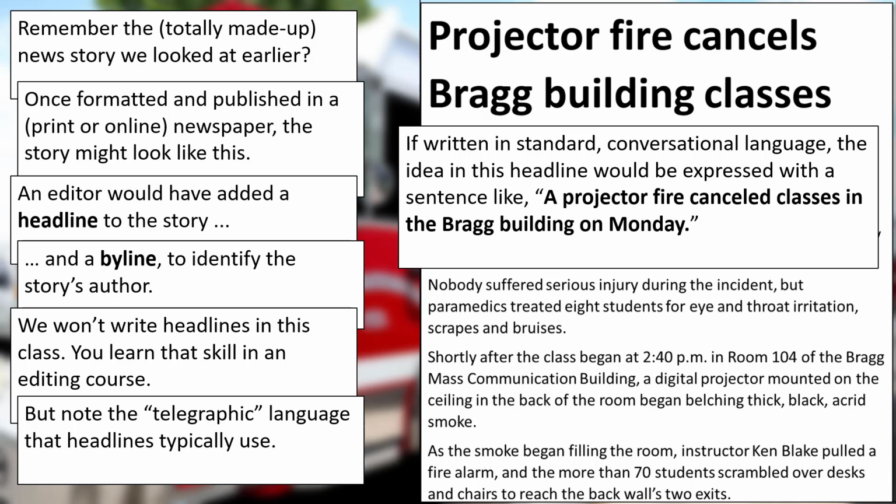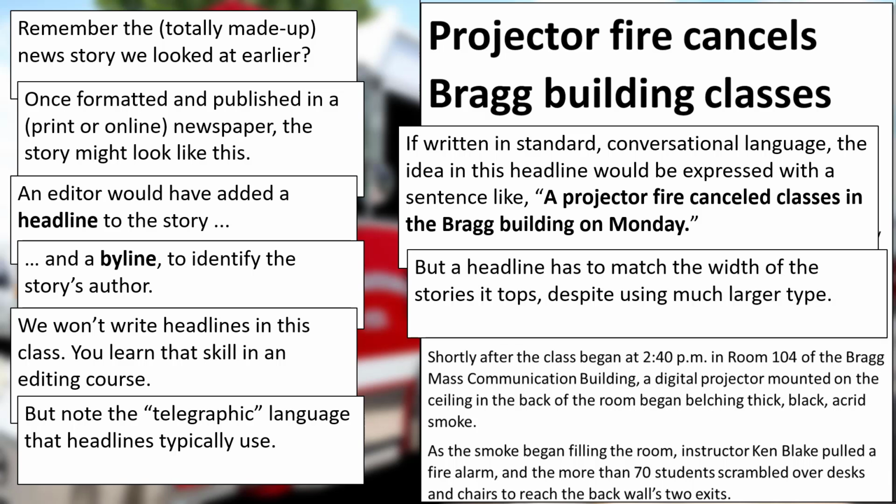If you wrote this idea in that standard conversational language, the idea in this headline would be expressed with a sentence like, "A projector fire canceled classes in the Bragg building on Monday." Do you see how much more normal and conversational that sounds compared to this sort of telegraphic language that is reserved for headlines? Now, headlines are written this way because they have to match the width of the story that they're on top of, even though they're using bigger type.